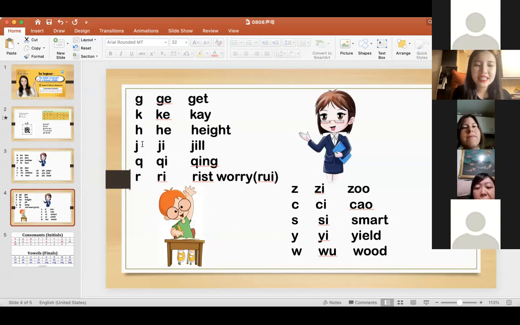No. 鸡 for J. Here, this one is 鸡. G-E-E, you can think of this in an English way. Ji. Yes, and this one, ji, qi. And this one, si, ri. Yes, and here, zi, ci, si, i, u.